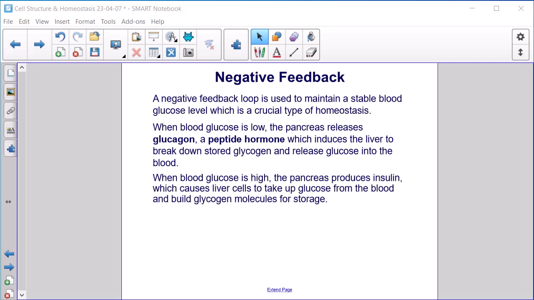A negative feedback loop is used to maintain a stable blood glucose level, which is a crucial type of homeostasis. When blood glucose is low, the pancreas releases glucagon, a peptide hormone, which induces the liver to break down stored glycogen and release glucose into the blood. When blood glucose is high, the pancreas produces insulin, which causes liver cells to take up glucose from the blood and build glycogen molecules for storage.